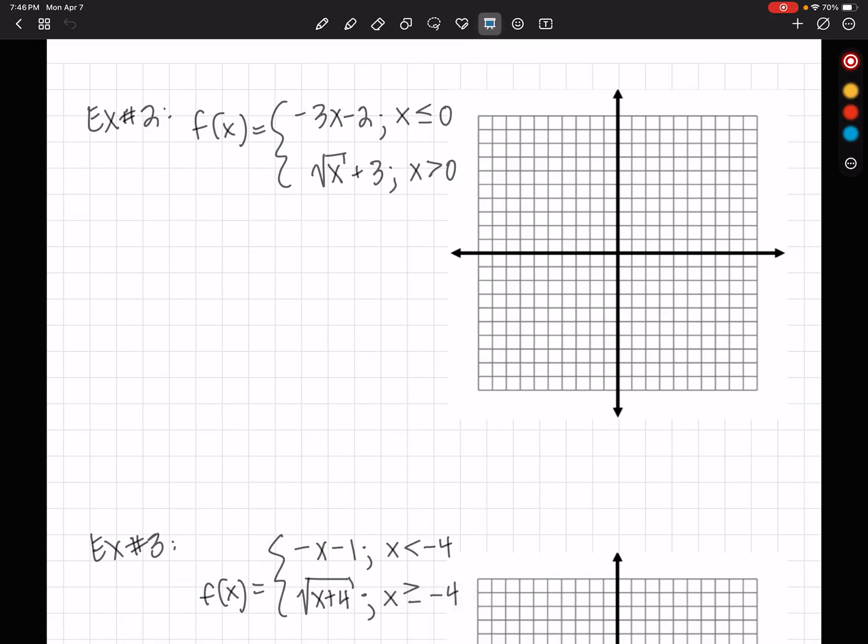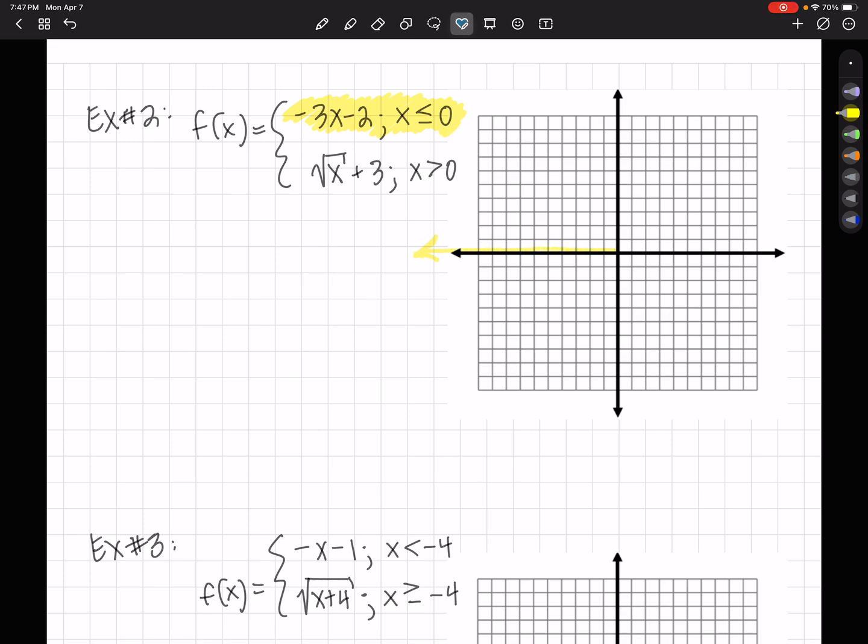Okay, here we have another piecewise function that we will be graphing. First step is to take out those handy dandy highlighters and highlight each piece in a different color. We have a linear function, negative 3x minus 2, when x is less than or equal to 0.